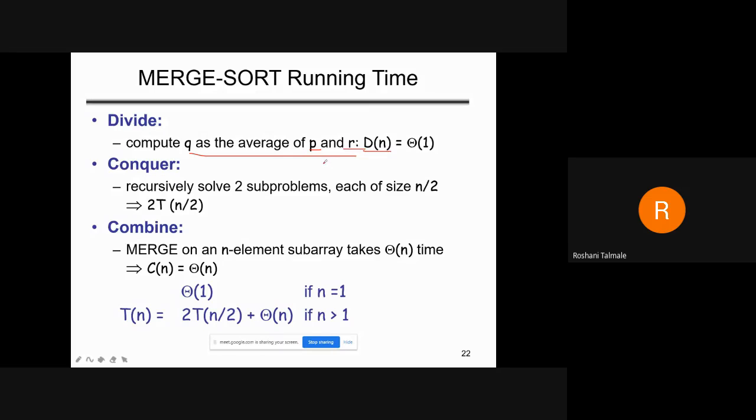what will you do? p plus r divided by 2, and this will give you q. So this is nothing but one iteration. So I'll make it D of n equals theta of 1. Only one step is there. We are not performing it multiple times. So we will make it 1 only. Is it understandable? Then conquer is performed recursively.